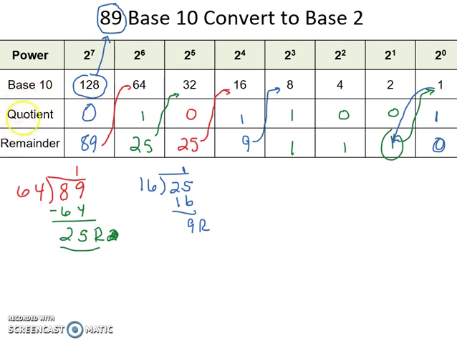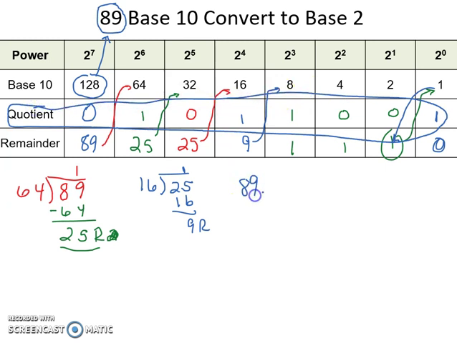Now we look at our quotient row. This will be our answer. So 89 base 10 is the same thing as, whether or not we need the leading 0 all depends on your situation, I'm not going to write it this time, 1, 0, 1, 1, 0, 0, 1 in base 2. So that was converting 89 base 10 to base 2.